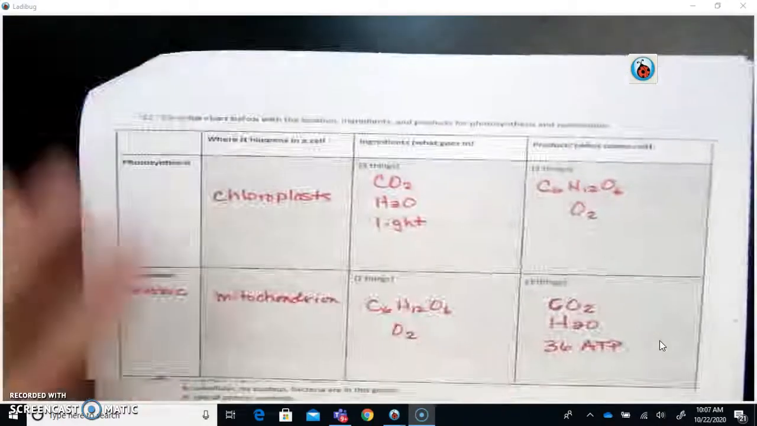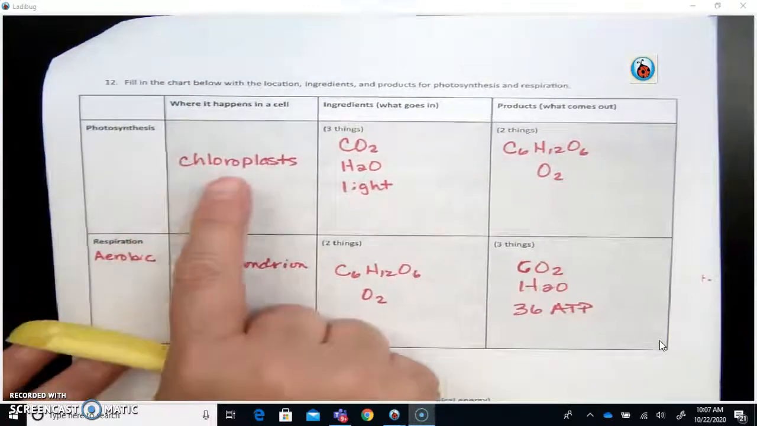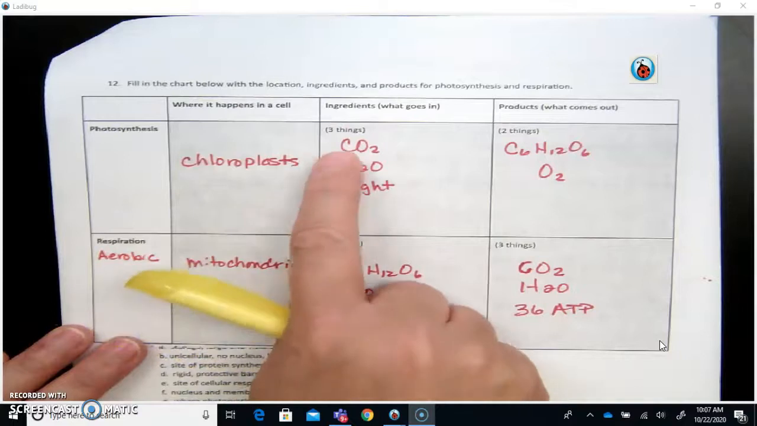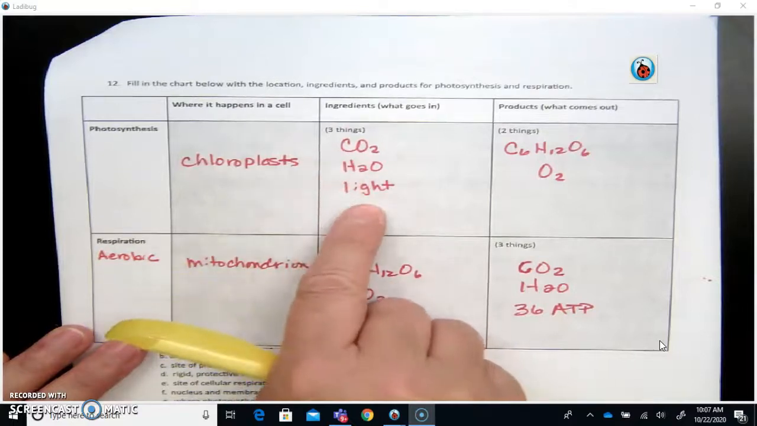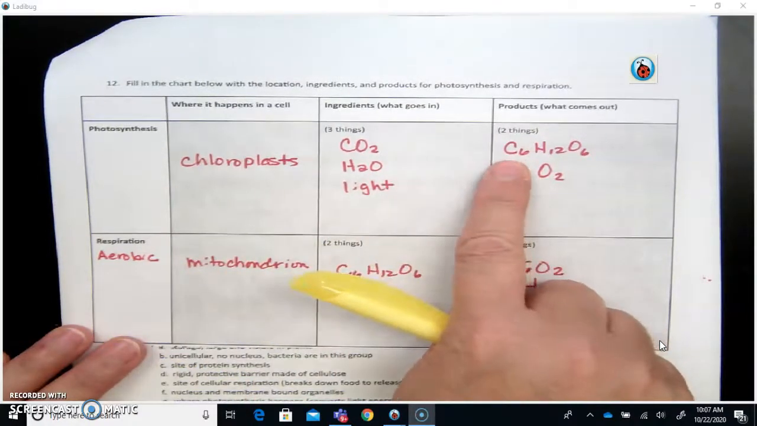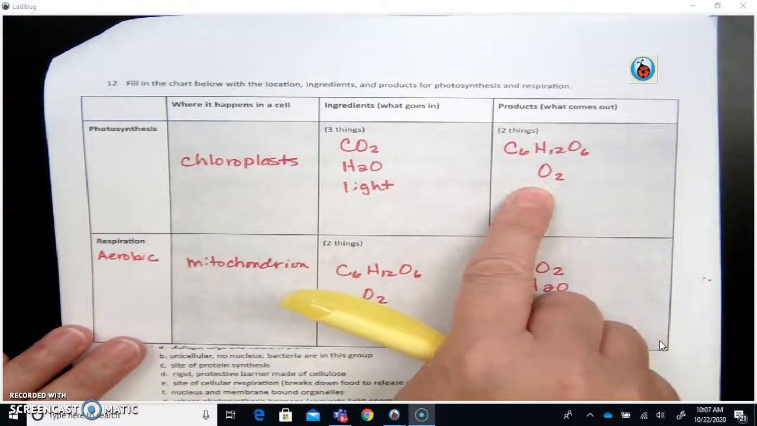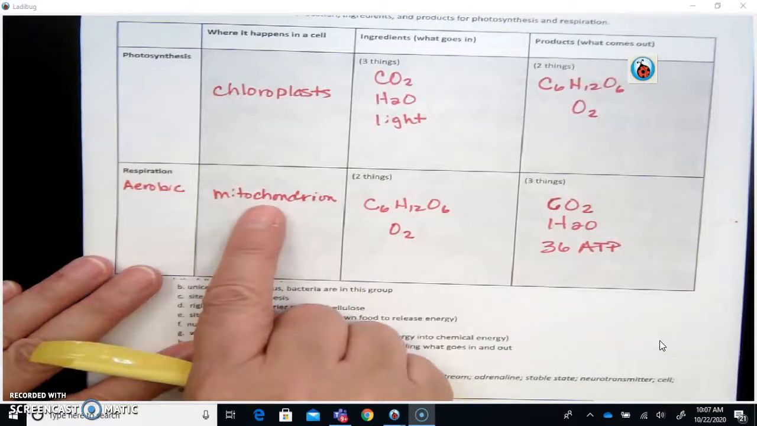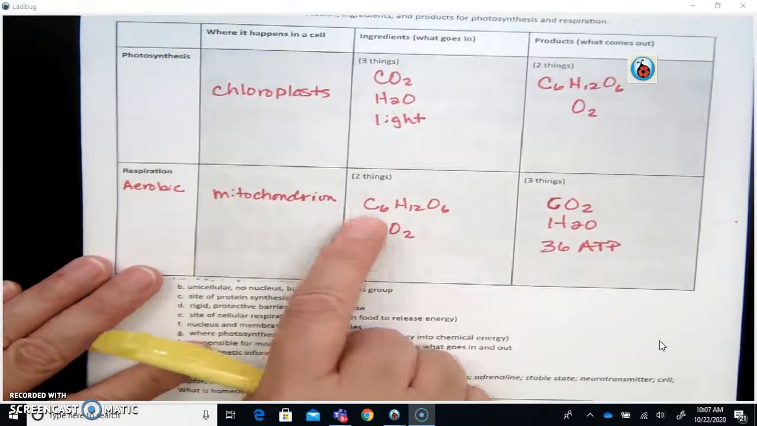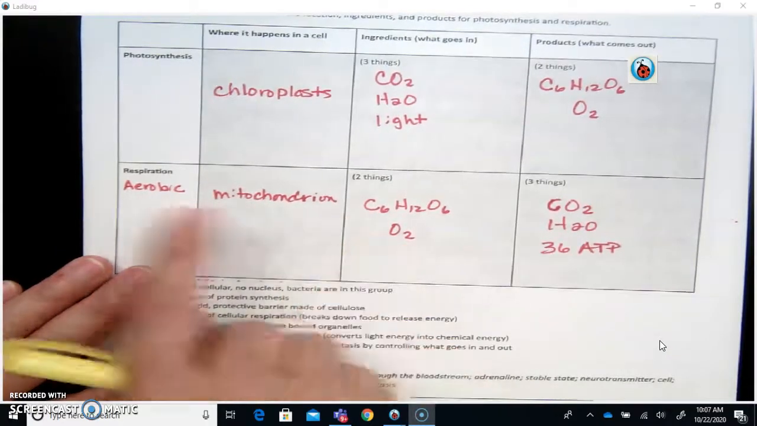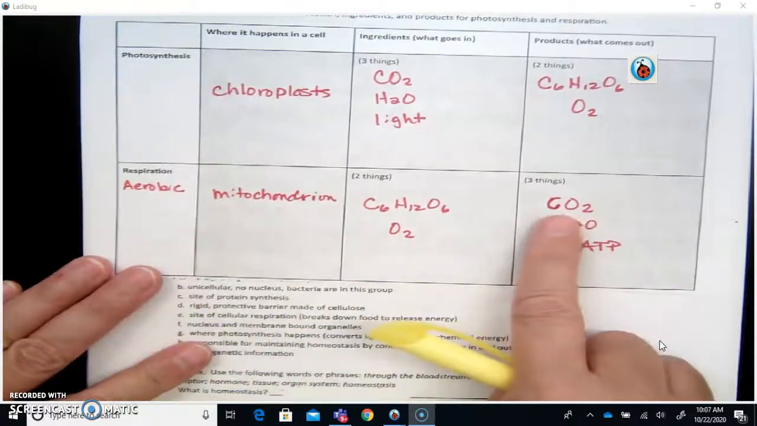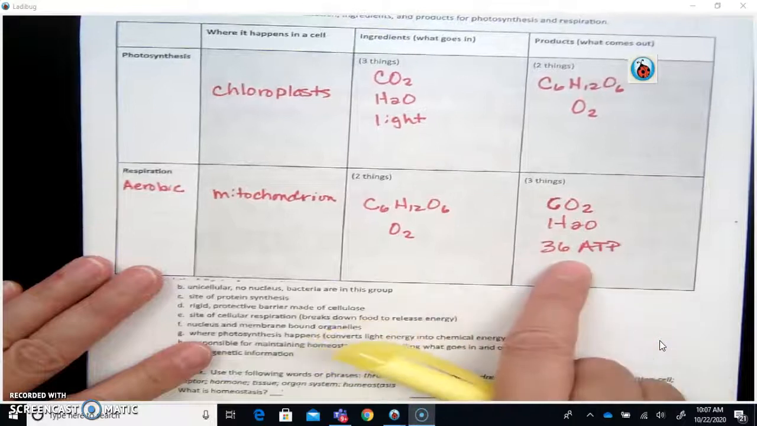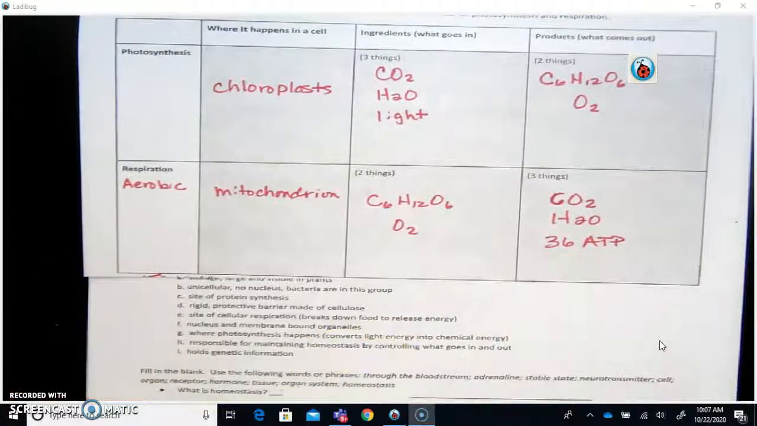And lastly, photosynthesis occurs in the chloroplast. There are 3 things that are needed. These are the reactants: carbon dioxide, water, and light. What gets produced? Glucose and oxygen. In aerobic respiration, that occurs in the mitochondria. The ingredients, what goes in, are glucose and oxygen. What gets produced? Carbon dioxide, water, and a whole bunch of ATPs, 36 ATPs.